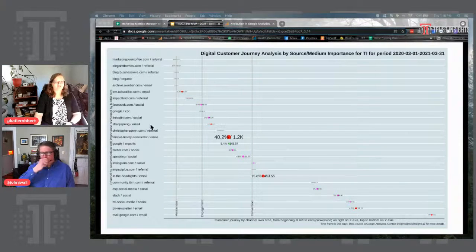But then when we start to move a little bit down the list, we did a little bit of CPC a couple of months ago. We have LinkedIn. And then we have some email that's doing the lifting of getting people from that phase of, I'm aware of you, to, I want to actually download something. And then as you keep moving down, it follows those steps in the customer journey.